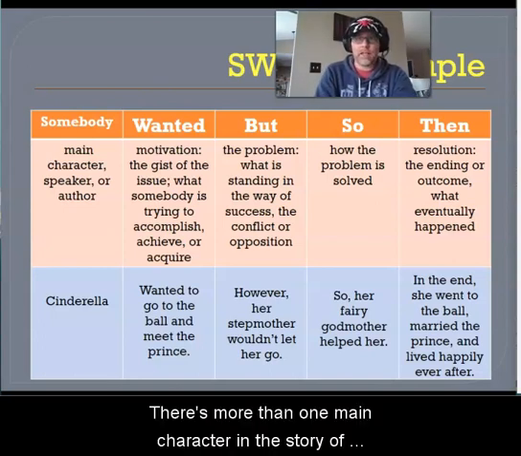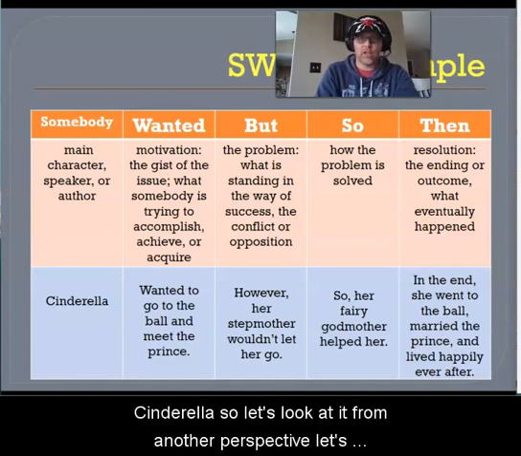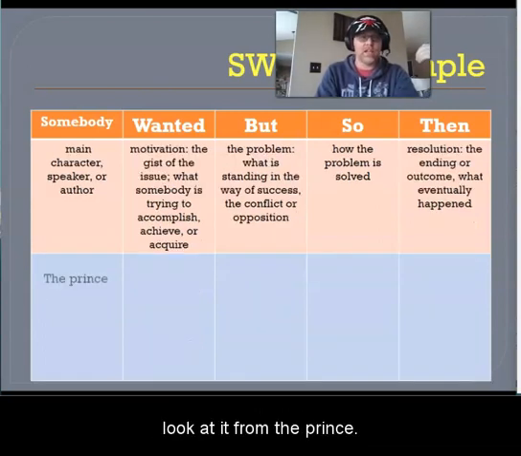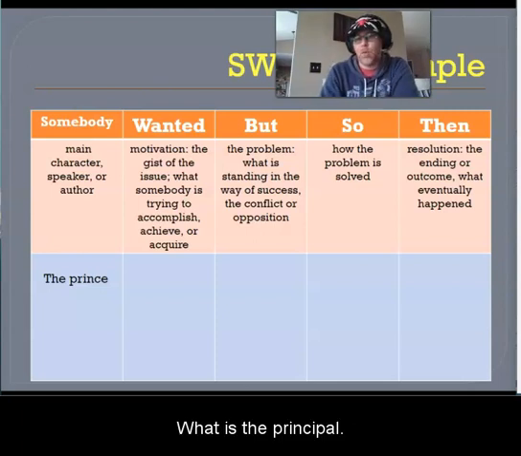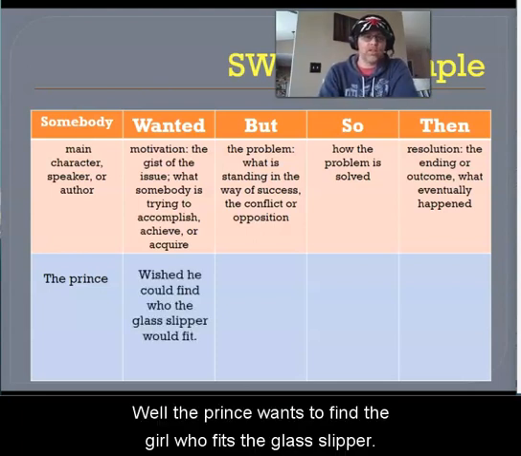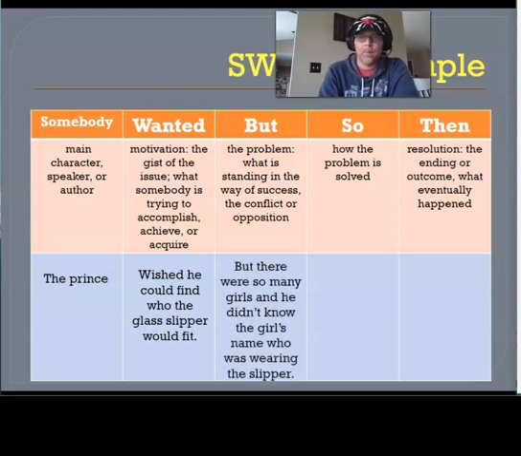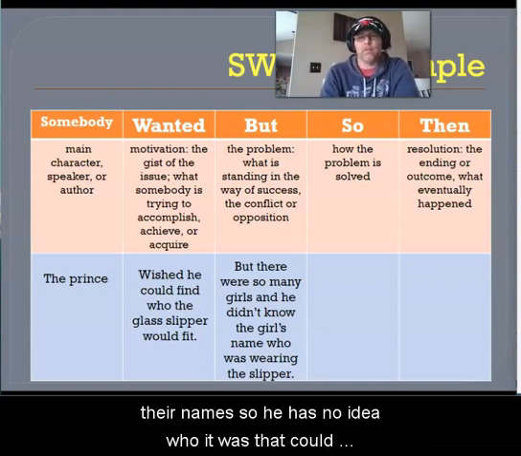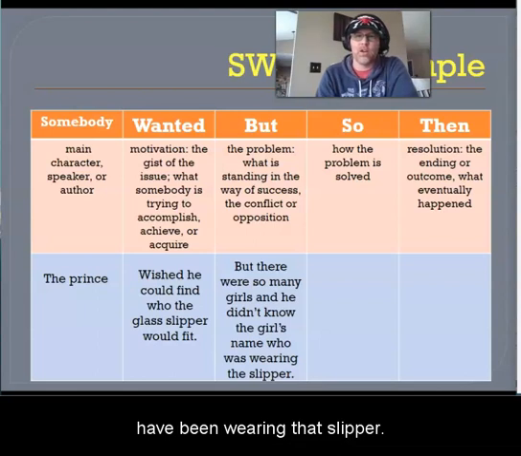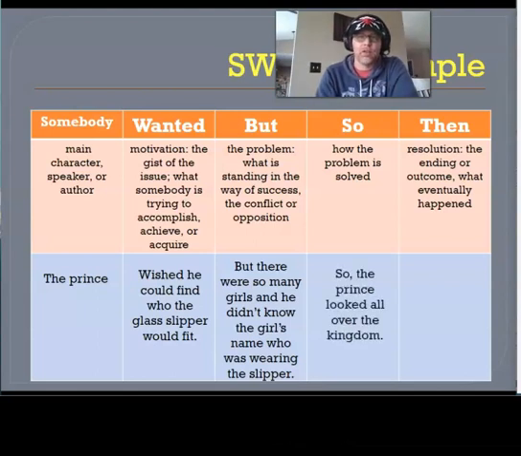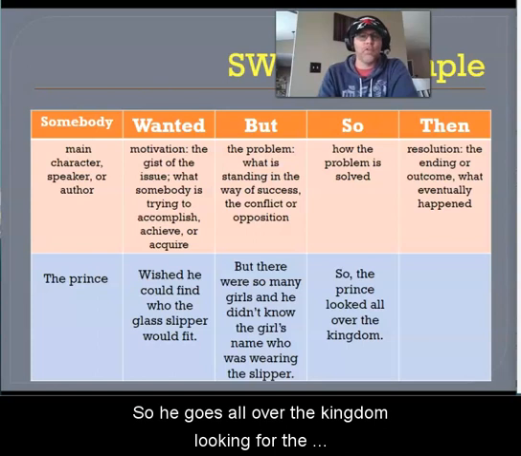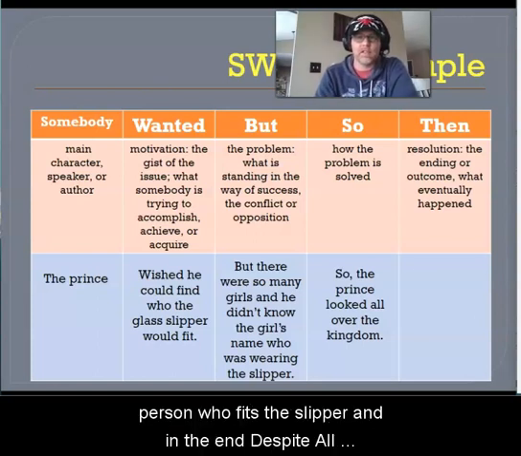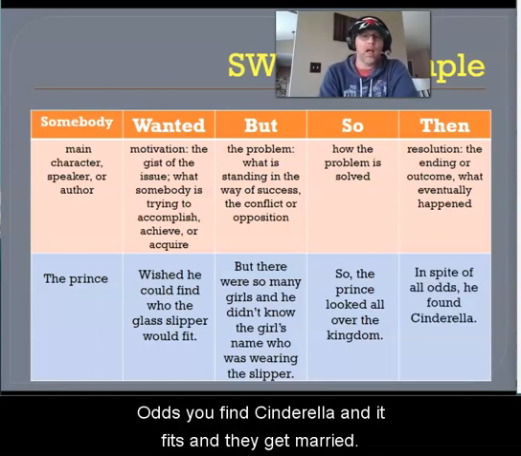Now, there's more than one main character in the story of Cinderella, so let's look at it from another perspective. Let's look at it from the prince. What does the prince want? Well, the prince wants to find the girl who fits the glass slipper. But there's so many girls at the ball, he didn't know any of their names, so he has no idea who it was that could have been wearing that slipper. So he goes all over the kingdom looking for the person who fits the slipper, and in the end, despite all odds, he finds Cinderella and it fits and they get married.